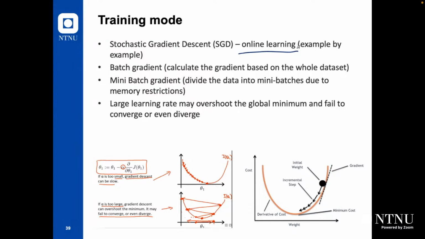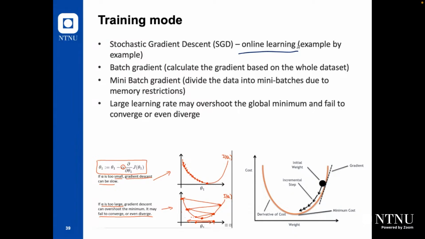So it will be according to the batch size, for example. In mini batch gradient, the batch size is usually not the whole training data set size. We divide the data into mini batches due to memory restrictions, and we do this mini batch gradient learning process.